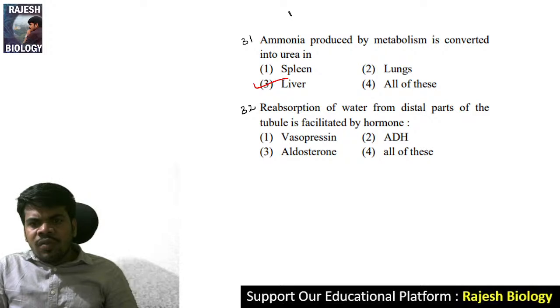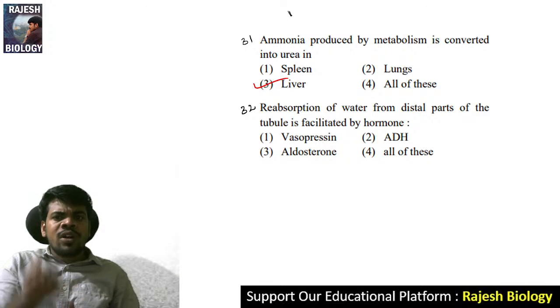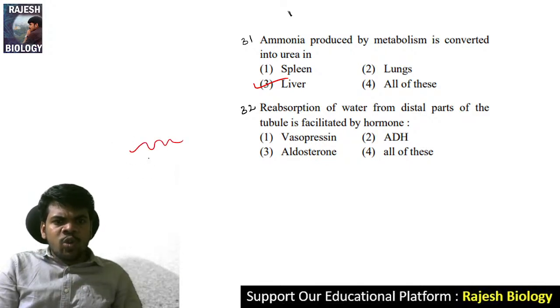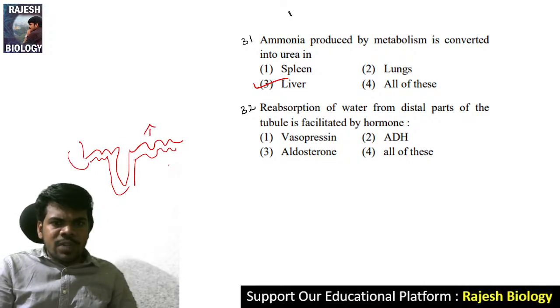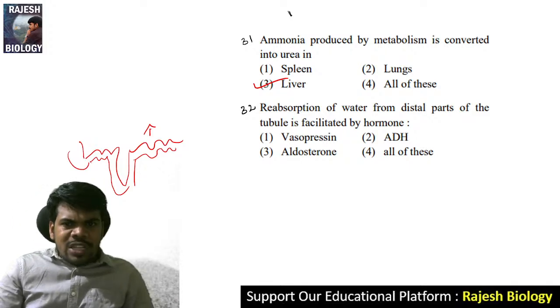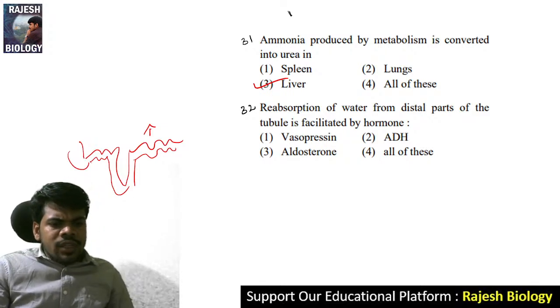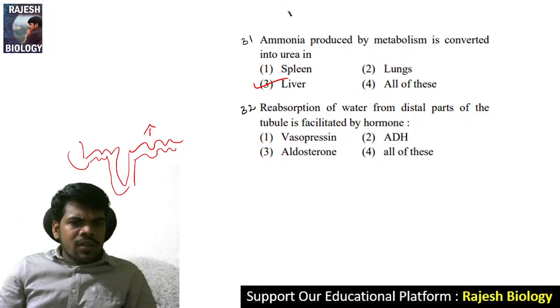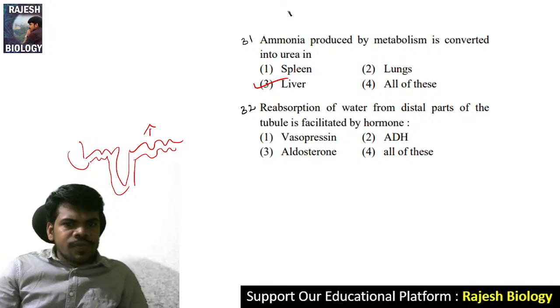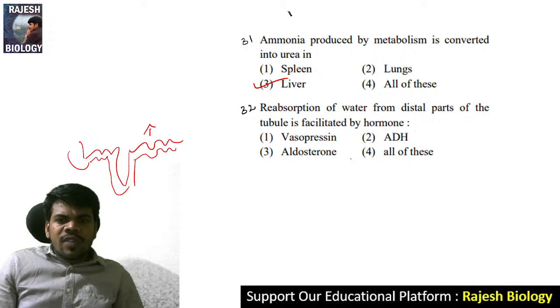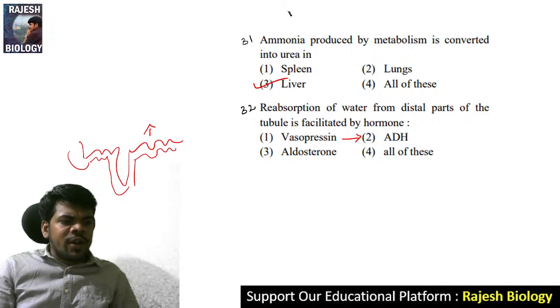32. Reabsorption of water from the distal parts of the tubule is facilitated by hormone. So from here, water absorption takes place by vasopressin. Correct. Only vasopressin. Vasopressin is also called what? Vasopressin other name is ADH, antidiuretic hormone.